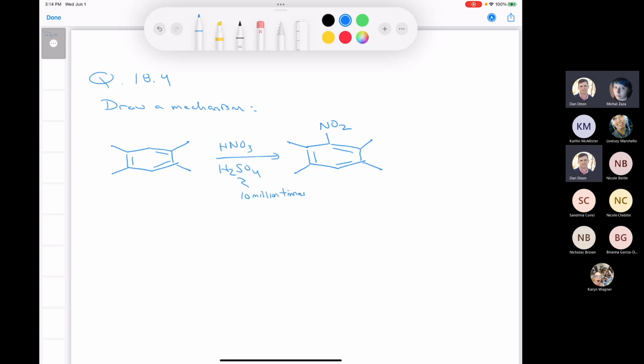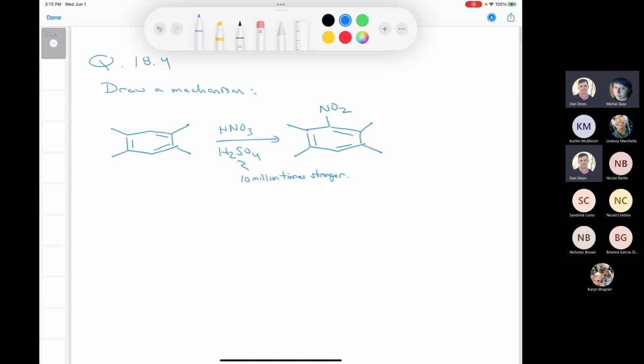So we need both of those acids, and we know that sulfuric acid is about 10 million times stronger. And so that means that sulfuric acid is going to be able to protonate nitric acid. So let's start by drawing the mechanism of the formation of the nitronium ion.